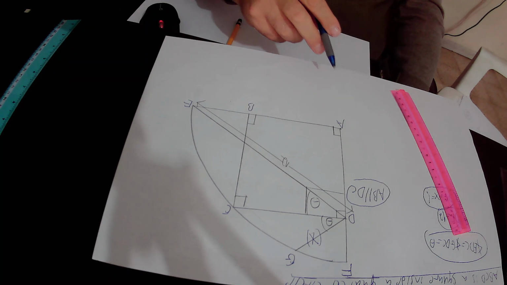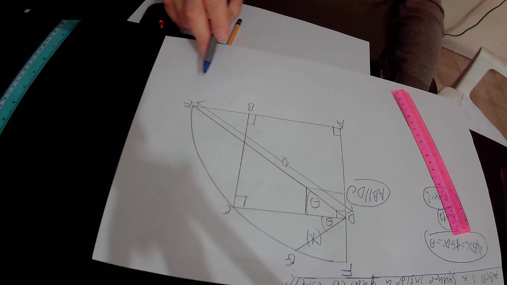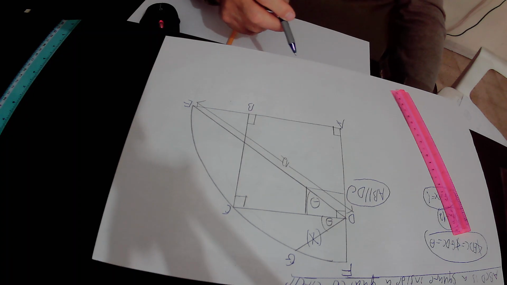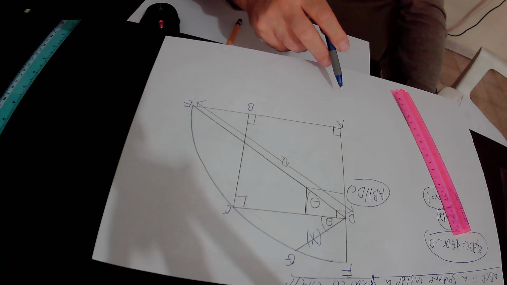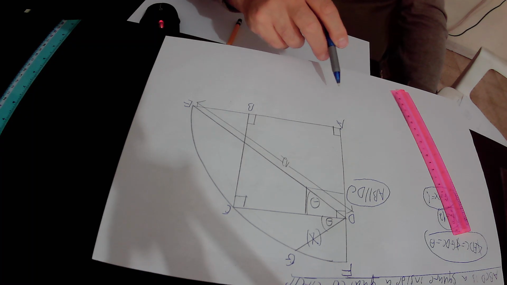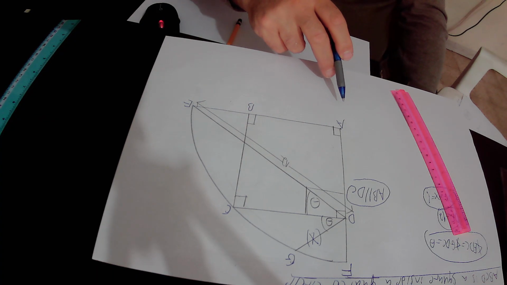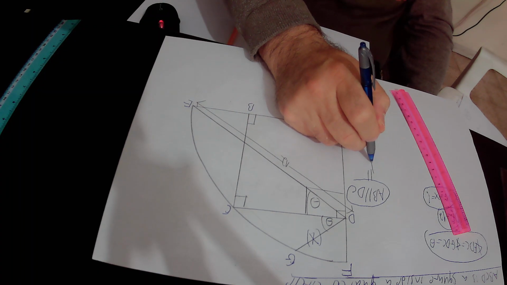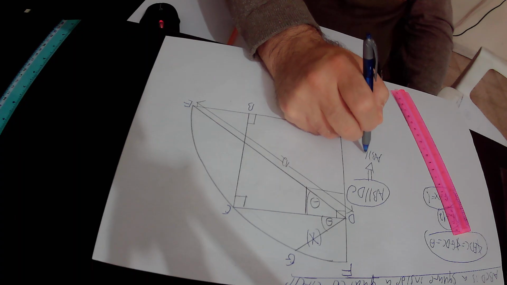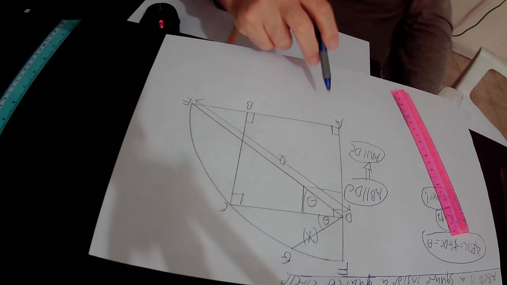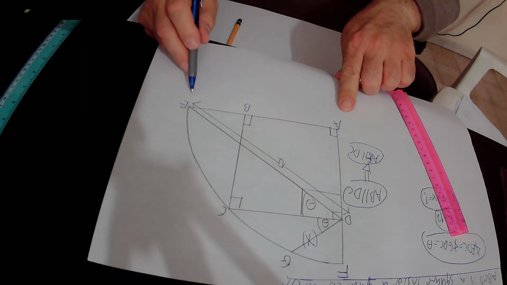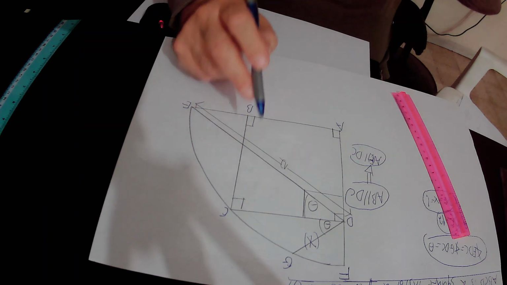But we know that AB is part of the straight line AE and it is parallel to DC. So if a part of a straight line is parallel to another straight line, then the straight line itself must also be parallel to the other straight line. AB is parallel to DC, therefore the straight line AE itself must also be parallel to DC.